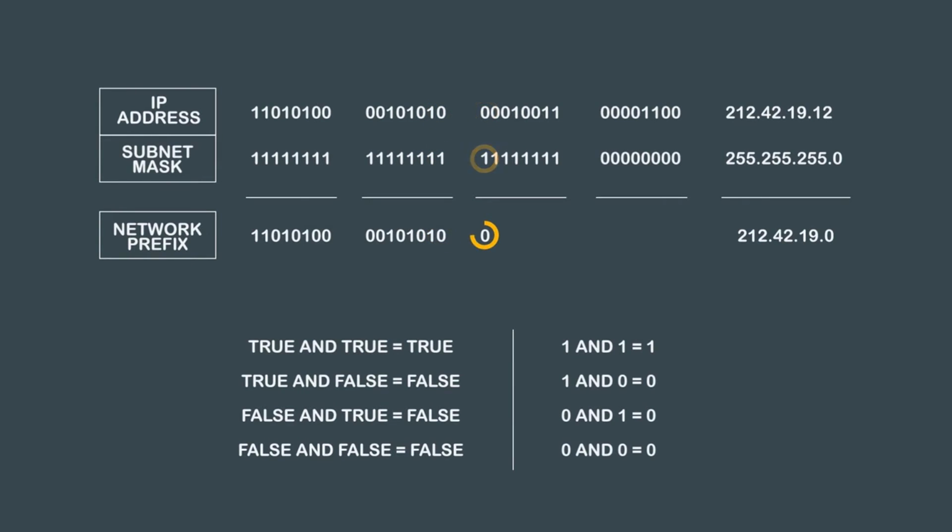0 and 1 is false. 0 and 1 is false. 0 and 1 is false. 1 and 1 is true. 0 and 1 is false. 0 and 1 is false. 1 and 1 is true. 1 and 1 is true.